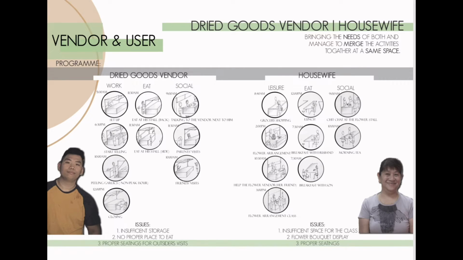The issues they are facing: for the dry goods vendor, there is insufficient storage, and there's no proper place to eat and no proper seating for outsiders, like maybe parents and friends, which is optional. For the housewife, there's no space for the class, and space for the flower bouquets is limited for display.